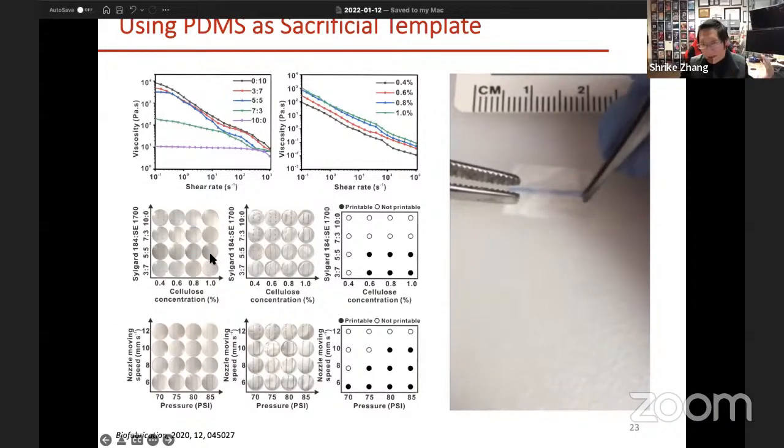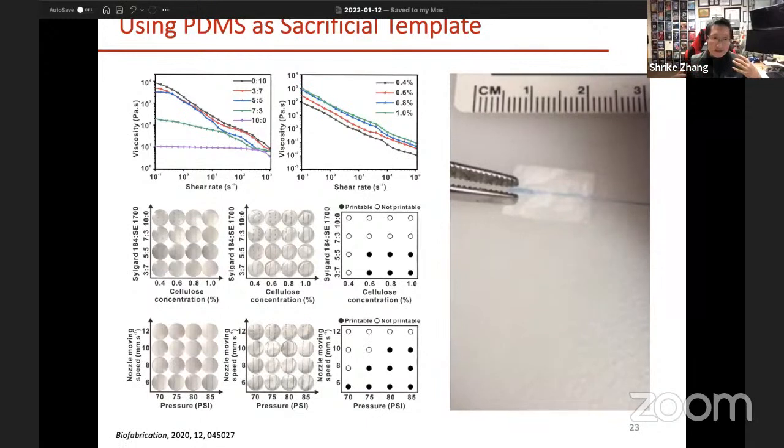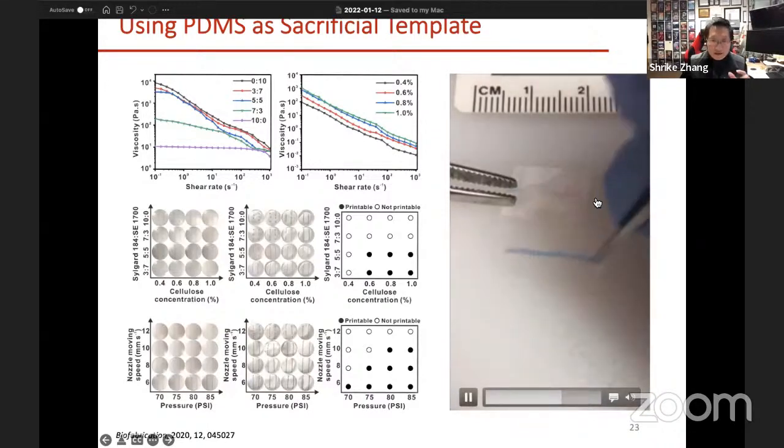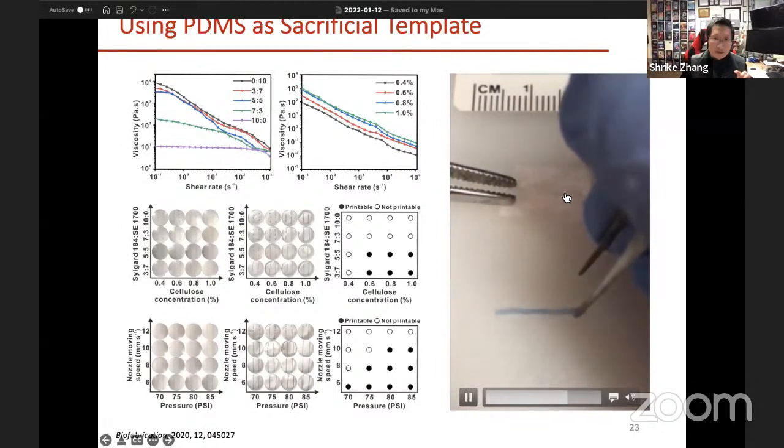So basically, if you optimize all the conditions of the inks and also the baths, you can also very nicely print PDMS filaments into the bath and then do the same drying process. But eventually, instead, we can directly extract this PDMS filament with force and also create microchannels within these paper devices.